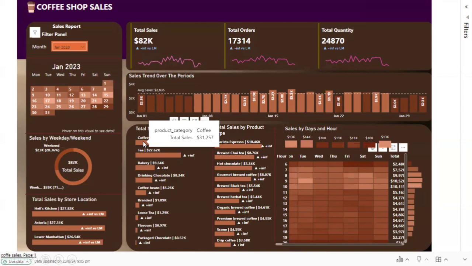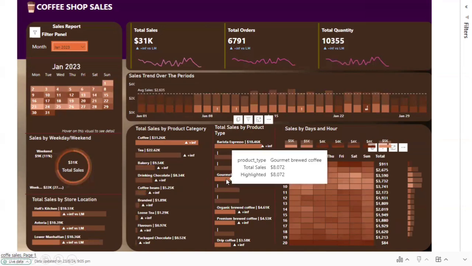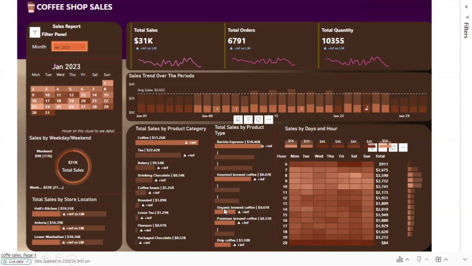In that category, we can say Barista Espresso is the product on the top of the list and performing better, which brought total revenue of $10,461. Then another in the coffee category, we have Gourmet Brewed Coffee, which itself brought $8,072 to the coffee business. Another is organic brewed coffee, which brought 6,000 and performed well. And we have brewed coffee premium, and drip coffee.